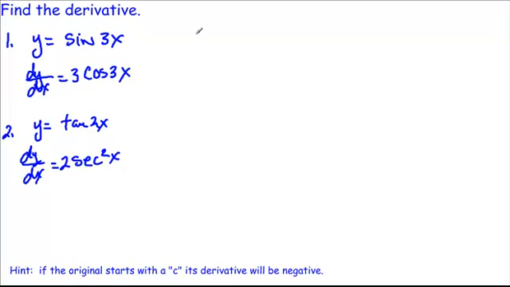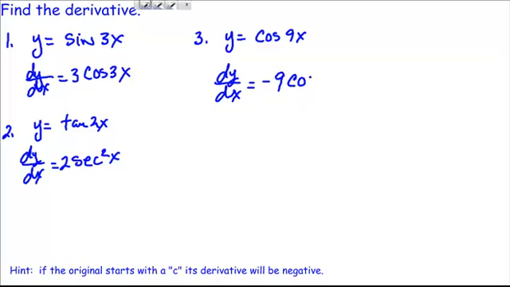Now notice my little hint here at the bottom, and this is kind of important. If the original starts with a c, its derivative will be negative. Let's look at another one, 3. Y equals cosine 9x. If I take the derivative, I get dy/dx equals negative 9 sine 9x. The derivative of cosine is negative sine. Notice each time we take whatever this coefficient is and park it out front before we write the actual derivative.